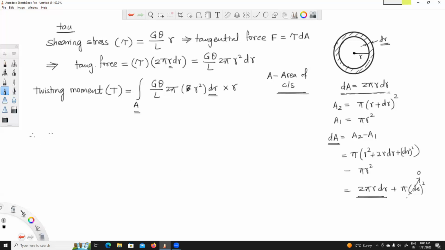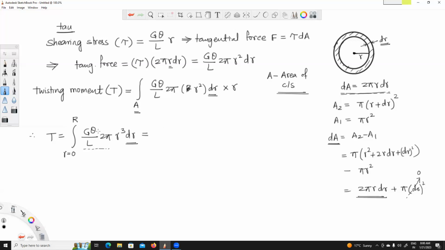So what we get here, T equal to, okay, let me write the integrand first. G theta upon L, this is 2 pi r square times r, it would be r cube times dr. And now we have to put the limits for this variable radius. r starts from 0, since we have considered a solid rod, to the outer surface where we have capital R.